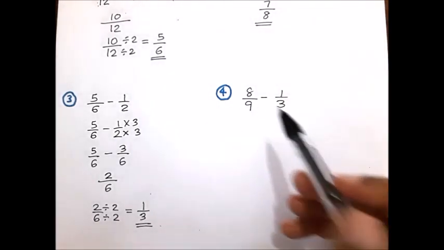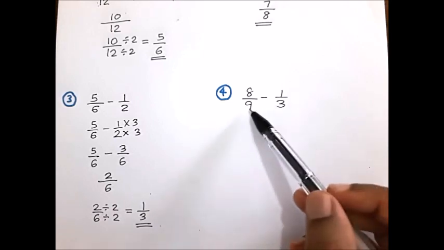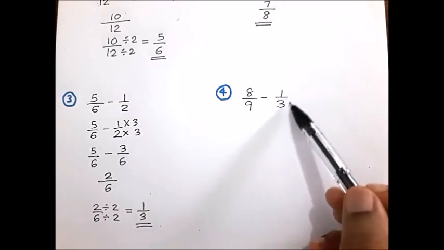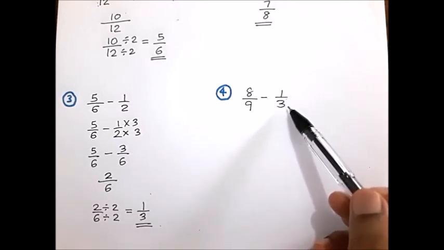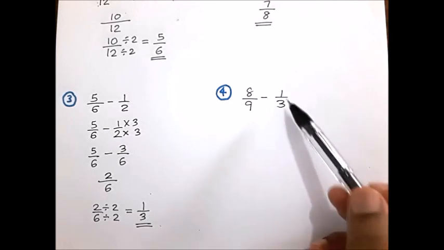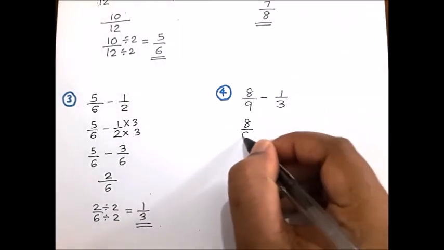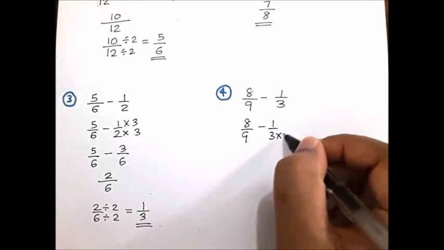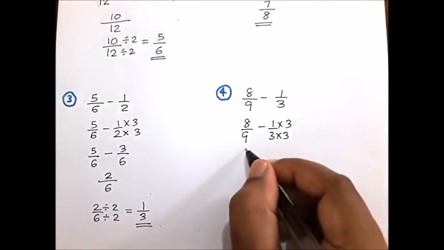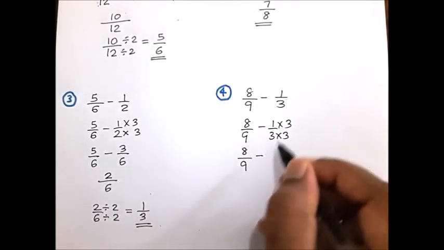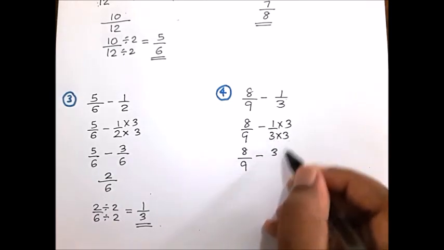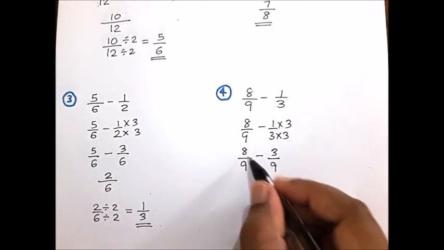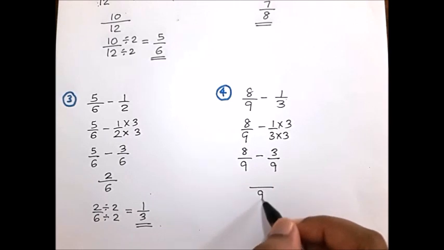Now look at fourth example. Again denominators are different, 9 and 3. You can convert this denominator into 9 by multiplying this fraction by 3. Multiply both numerator and denominator by 3. 1 multiplied by 3, 3. 3 multiplied by 3, 9. Now same denominator, it is 9.